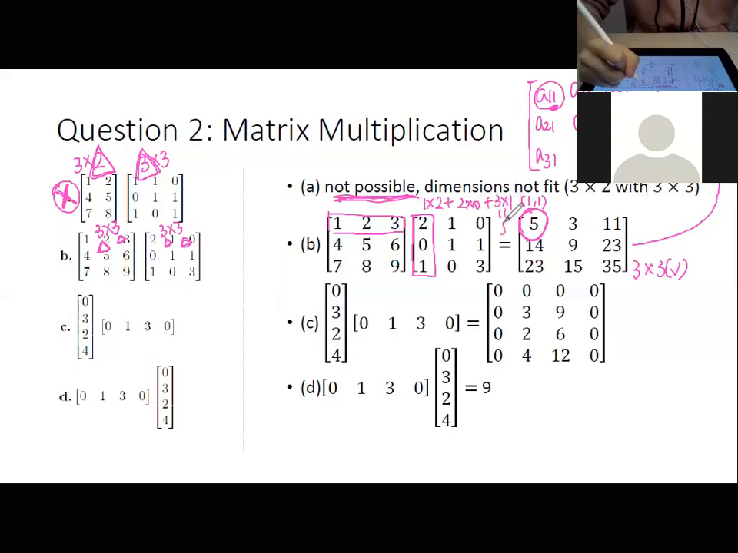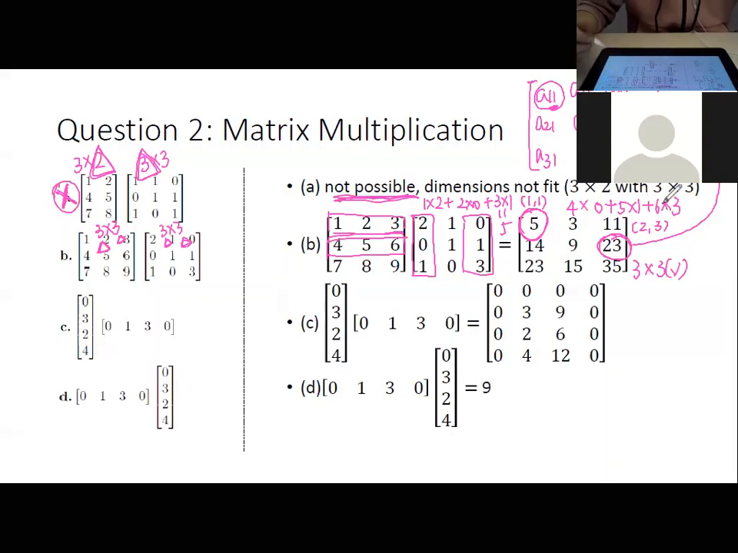So this is 5. Then we take this element as an example. This element is of position 2, 3, so we take the second row and the third column. And 23 is calculated by 4 times 0, add 5 times 1, add 6 times 3. So we get 23 here.